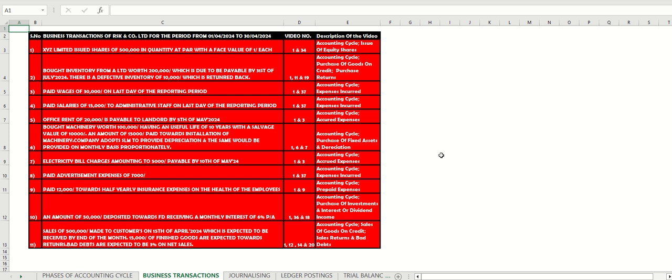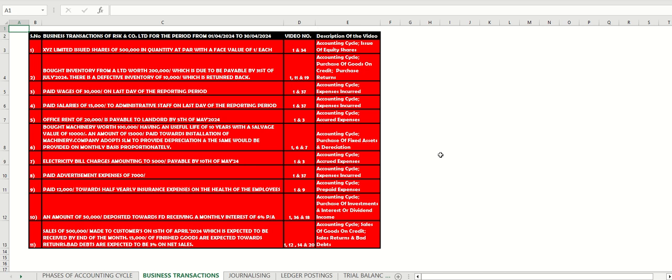Now let's move to the next point, the eighth business transaction, which is paid advertisement expenses of 7,000. This is something similar to the expense incurred. So ABC and Co had incurred some advertisement expenses towards promotion of its product.